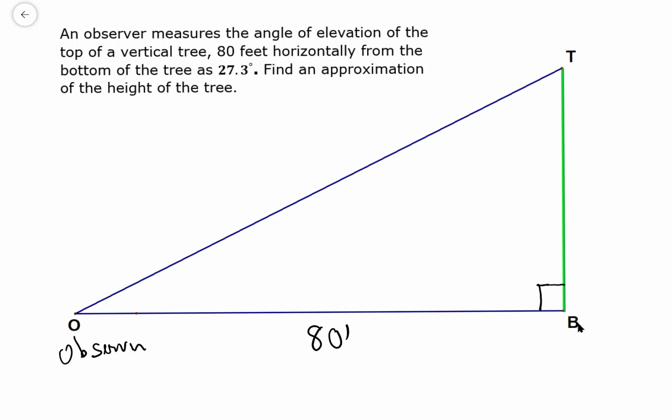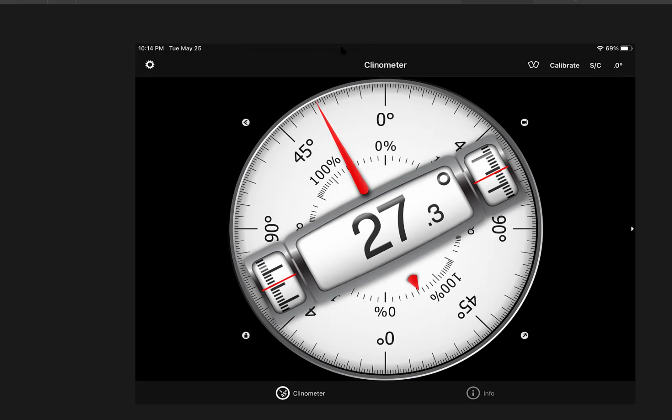Okay. And this is the bottom of the tree. This is the top, this is the bottom, and this angle is measured as 27.3. And in practice, there are ways to measure these angles, such as this instrument clinometer. I have downloaded it on my iPad, so you can just see what the inclination of a point is, or that line is. All right. So let's not go into that part too much in detail.